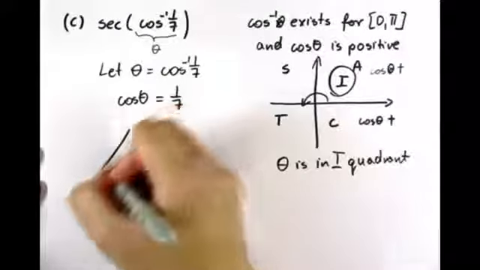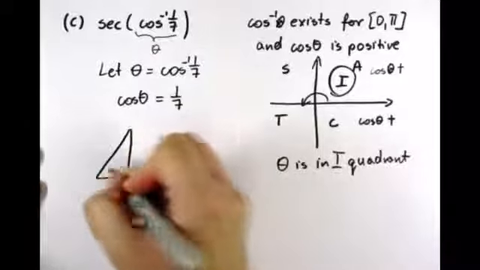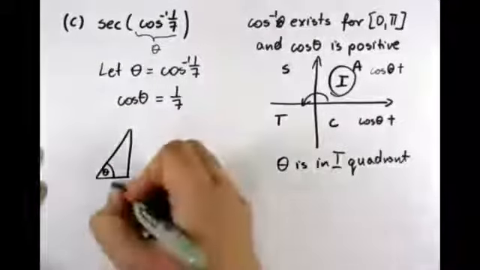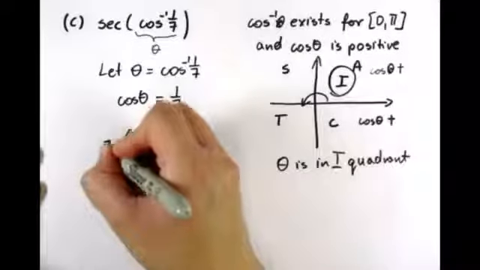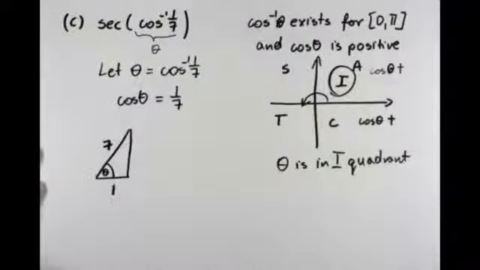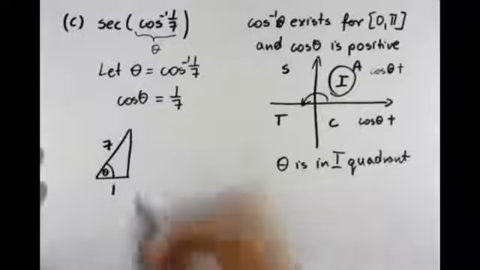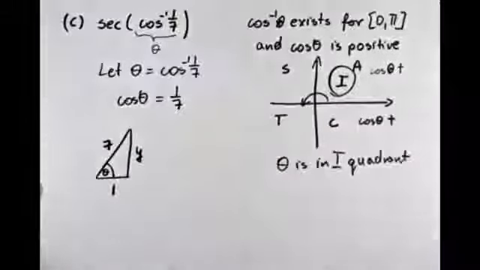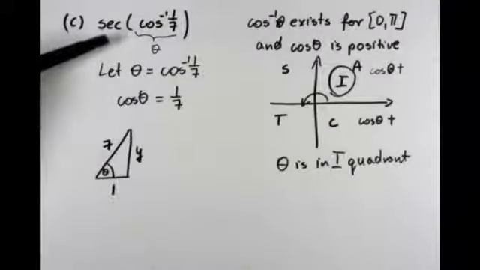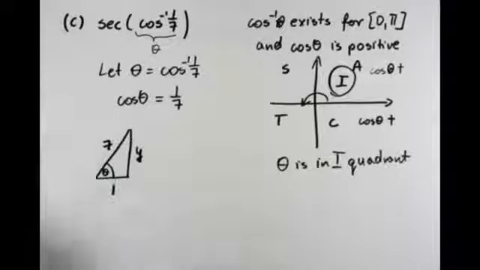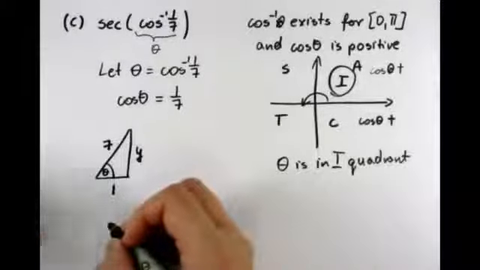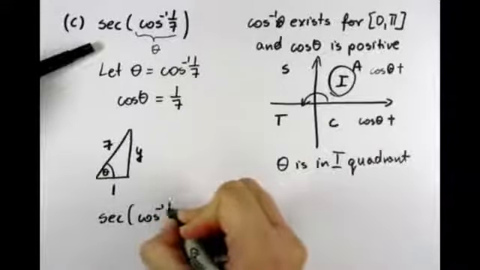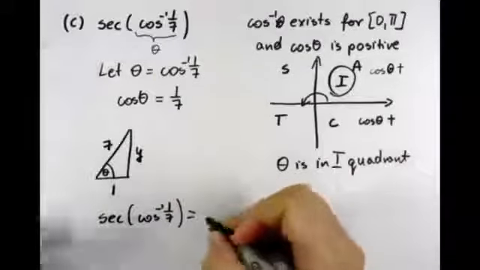So now I set up my triangle. I have theta. Cos is adjacent over hypotenuse. So now let's see if we even need to find the y value. Sometimes maybe we don't need to find the y value. Since secant is 1 over cos, the value would not need the opposite y. So secant of cos inverse of 1/7 gives me secant theta.